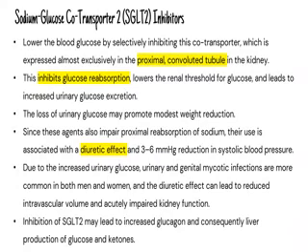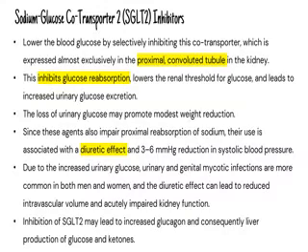Coming to SGLT2 inhibitors, they lower the blood glucose by selectively inhibiting this cotransporter, which is expressed almost exclusively in the PCT in the kidney. This inhibits glucose reabsorption, lowers the renal threshold for glucose, and leads to increased urinary glucose excretion. The loss of urinary glucose may promote modest weight reduction. Since these agents also impair proximal reabsorption of sodium, their use is associated with a diuretic effect and a 3 to 6 millimeter mercury reduction in systolic blood pressure.